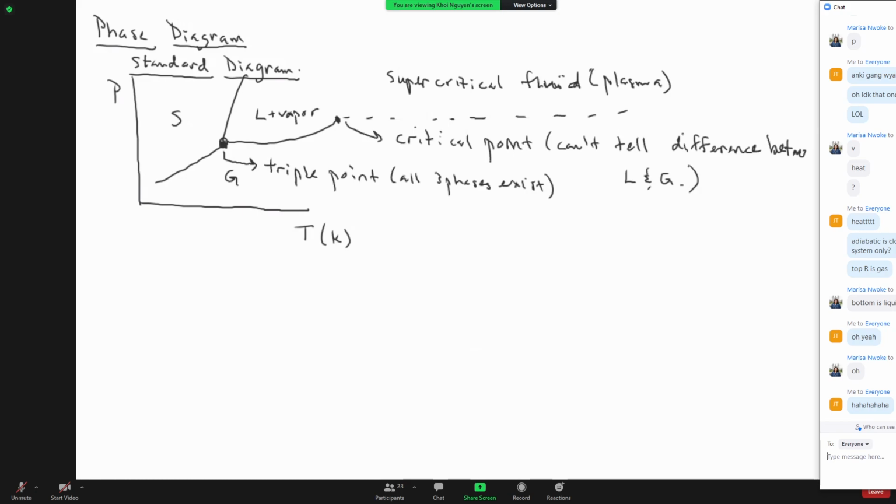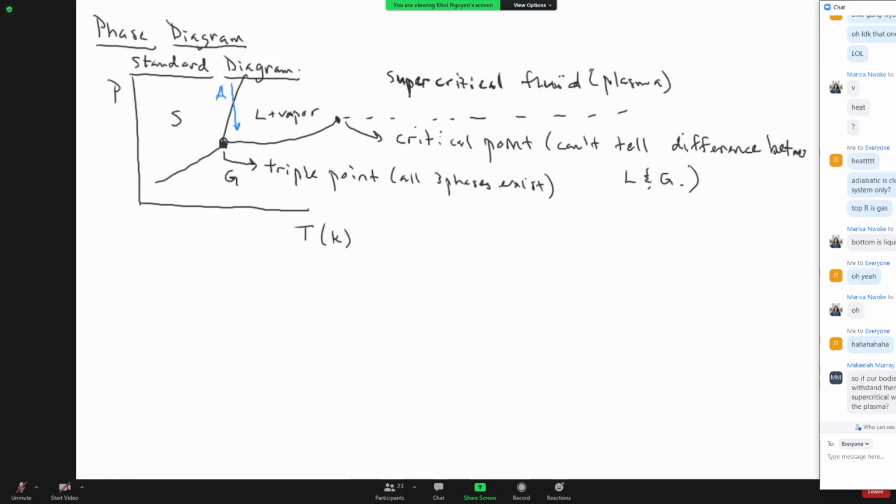To get the supercritical fluid, you need super high pressures, enough that most cells would collapse under that increased force from the external environment. Okay, so those are the two key points that we need to know for a standard phase change diagram. So my question to you guys is, name the phase changes. So this is A, we'll call that vertical arrow going down.